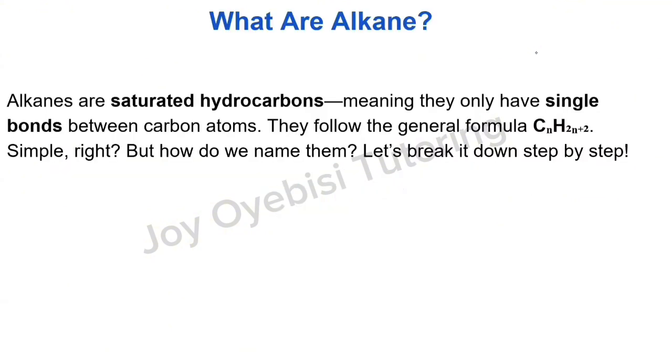So what are alkanes? Alkanes are saturated hydrocarbons, meaning they only have single bonds between carbon atoms. They follow the general formula CnH2n+2. Simple, right? But how do we name them? Let's break this down step by step.